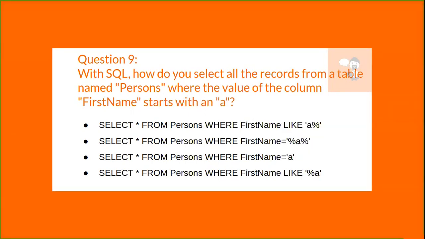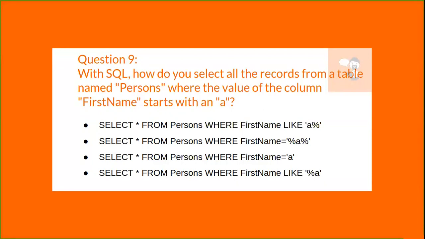Then we have, with SQL, how do you select all the records from a table named persons where the value of the column first name starts with an A? Repeating the question, with SQL, how do you select all the records from a table named persons where the value of the column first name starts with an A?